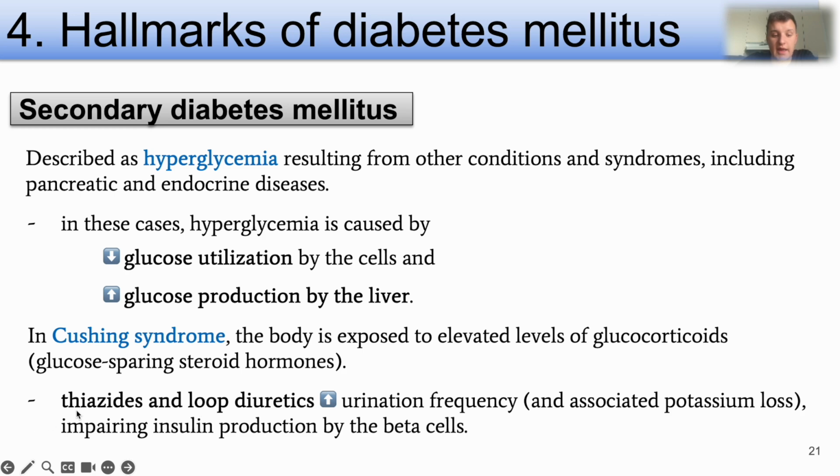And thiazides and loop diuretics increase urination frequency and associated potassium loss, impairing insulin production by the beta cells. So this is another example where you could have impaired insulin production by the beta cells, but it's not because of diabetes per se. It's these other syndromes that are affecting it.